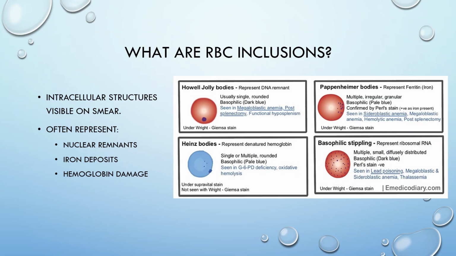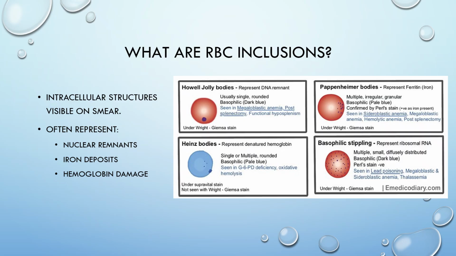And basophilic stippling, which we'll discuss shortly, represents aggregates of ribosomal RNA that failed to break down properly during erythropoiesis. One important laboratory detail is that not all inclusions are visible with the same stains. Most inclusions are visible using Wright-Giemsa stain, which is what we typically use for routine peripheral smear evaluation. However, some inclusions, particularly Heinz bodies, require special supravital stains to visualize clearly.